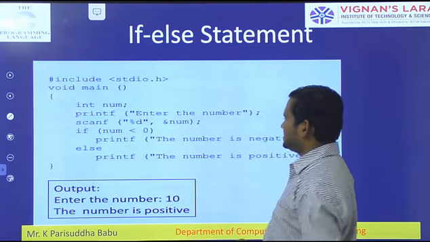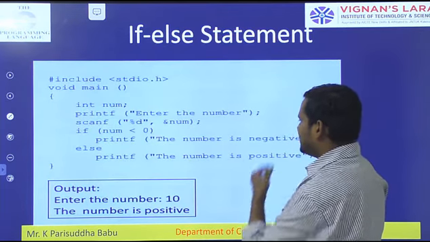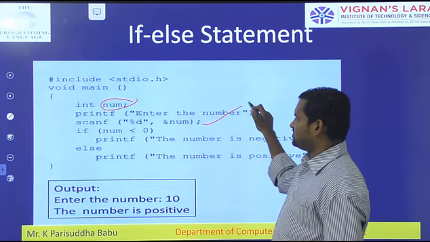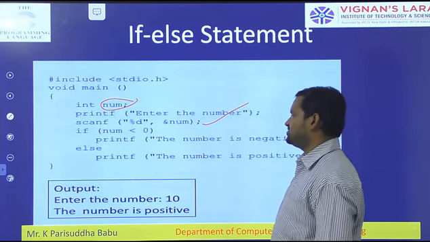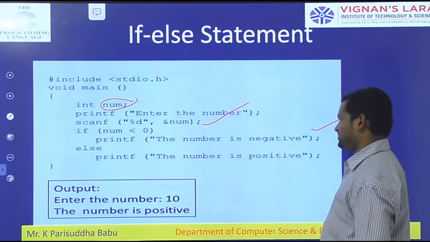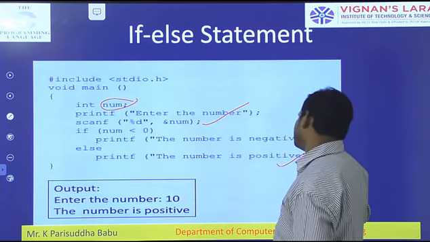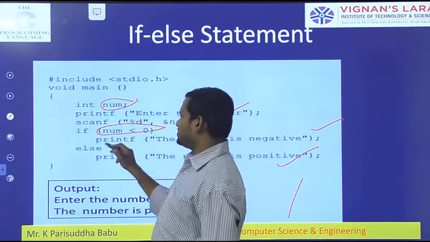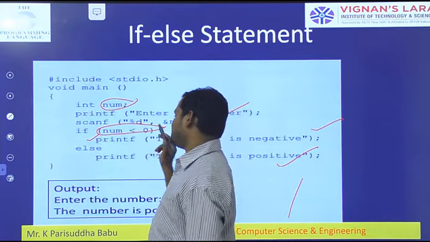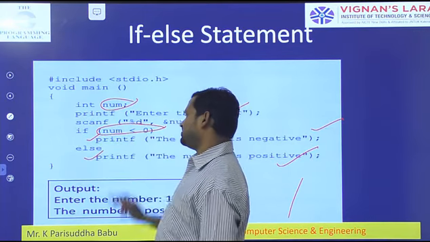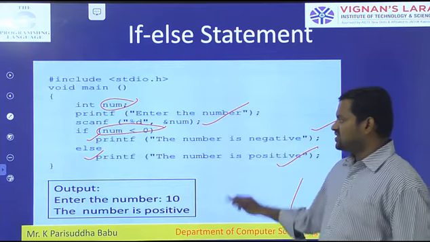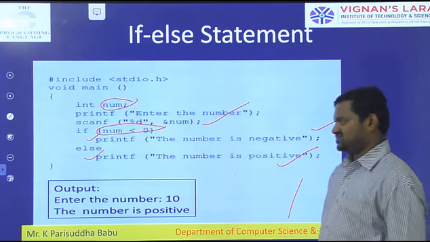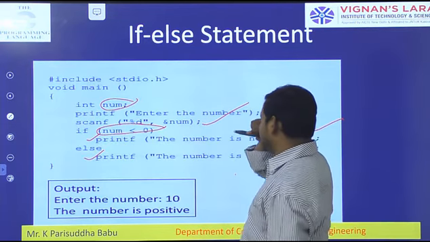Next, move to the if-else statement example. Read a number. The number is read and entered, and if the number is less than 0, it prints that the number is negative. Else the number is positive. If the given number is less than 0, it automatically prints the first statement. If the number is greater than 0, it automatically prints the second statement.